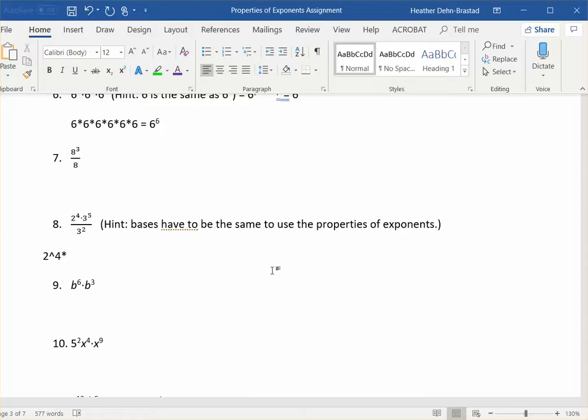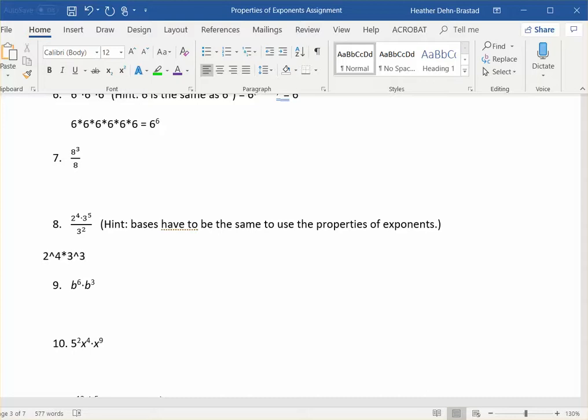But we can simplify the 3s, the base of 3. We have 3 to the 5th on the top. We have 3 to the 2nd on the bottom. The rule is when you're dividing, you can subtract the exponents. So 5 minus 2 is 3. So this would be 3 to the third power.